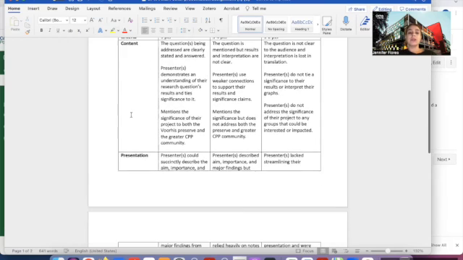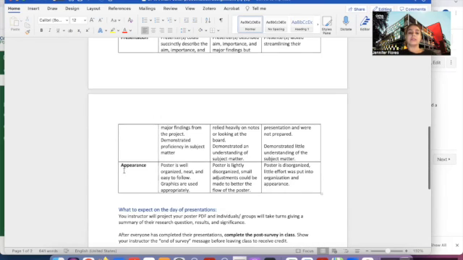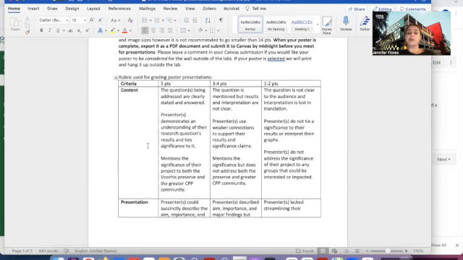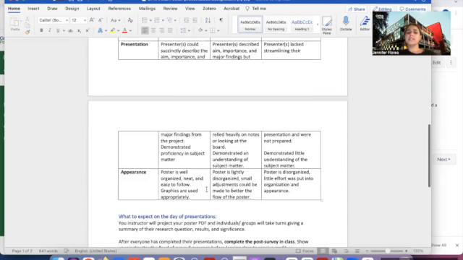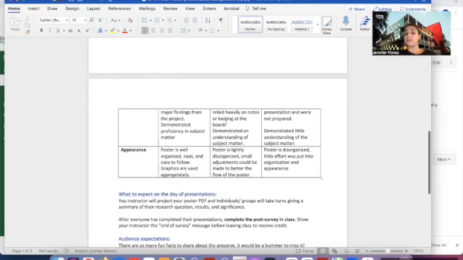This is the rubric used for grading poster presentations. The content, presentation, and appearance is what takes up the bulk of the points. And then here it goes more into detail of what you could use. This would be for the 15 points that the poster is allotted out of the 50.